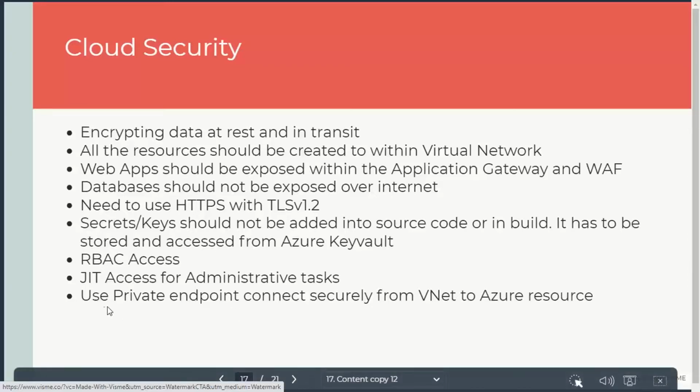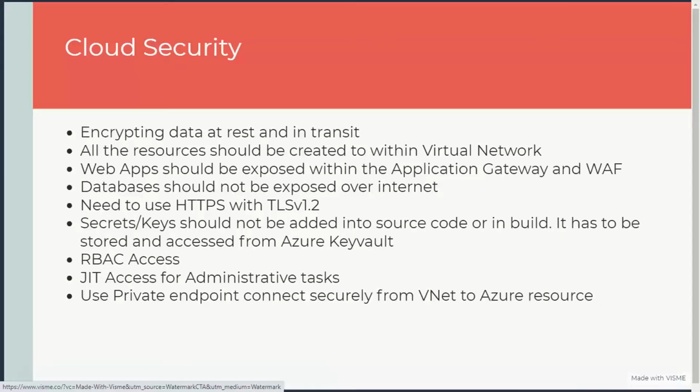And here, use private endpoint to connect securely from virtual network to Azure resources. For example, now you are connecting the AKS cluster. The web traffic is going over the internet only. Now you are saying within the virtual network. So for example, within your virtual network you have the database and then the application service.